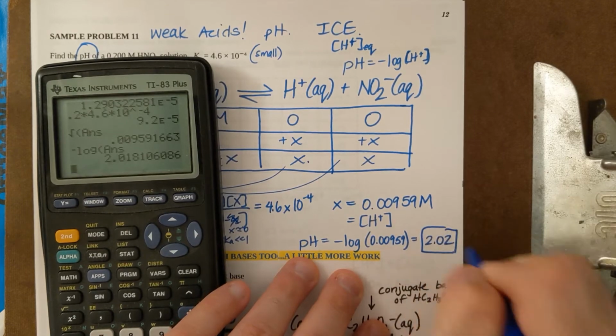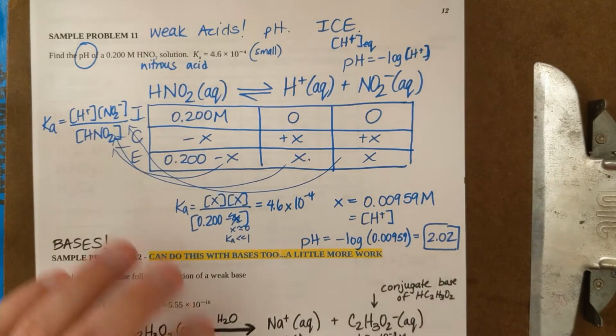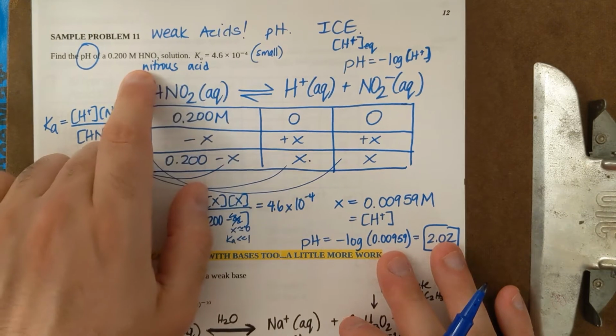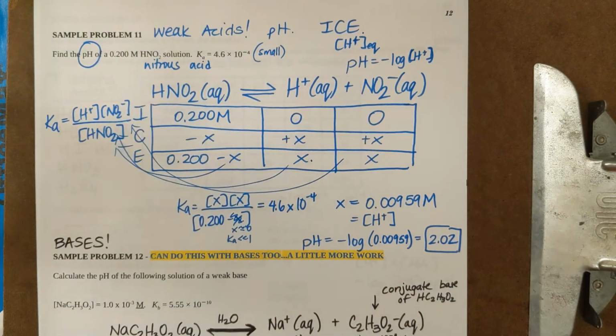2.02. That is my answer for this question. My pH for this weak acid is going to be 2.02 if I have 0.2 molar of it. So that is how you solve for the pH of a weak acid. You need to use an ice table, solve for X. Your value of X is going to be your concentration of H+.